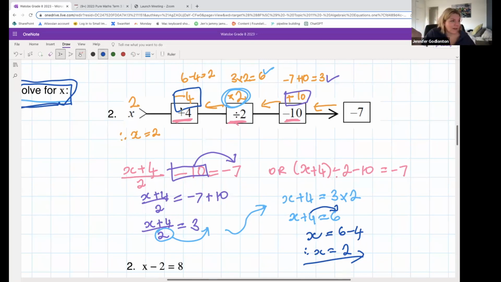Oh, that's okay. So we got the 3 by saying negative 7 plus 10. That's what gave us that 3 over there. Okay, great. And then the 6 came by saying 3 times 2. 3 times 2 gave us the 6 over here.